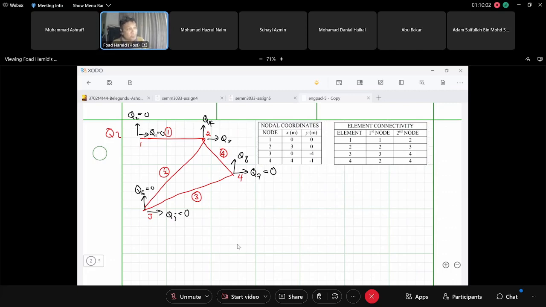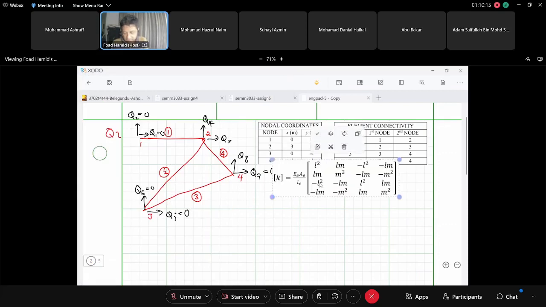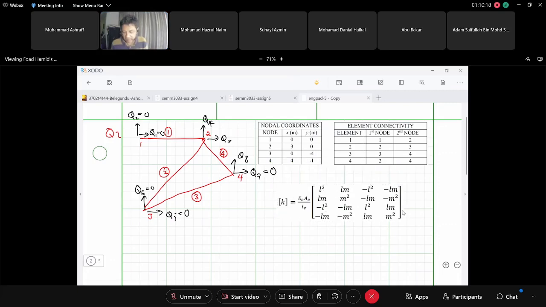And the question is, what is the element stiffness matrix formulation? So again, let's add it up here. Okay, so this is the formula for our element stiffness matrix. Note that this formulation requires that we have L and M. So we know what E, A, L are, the element properties. But now we need to know what all this L and M are.